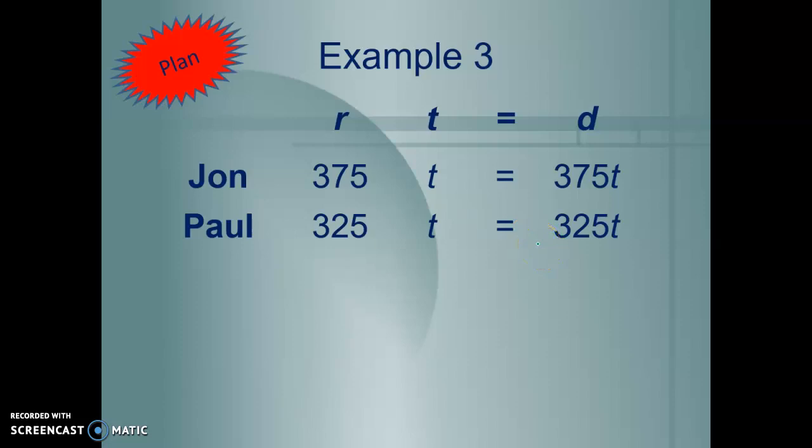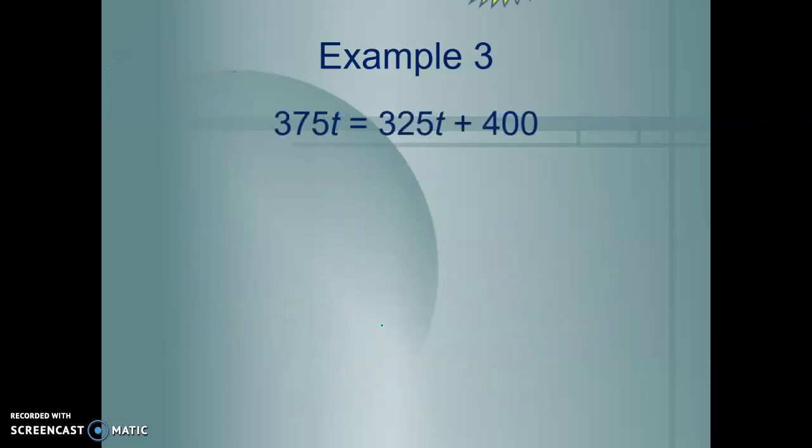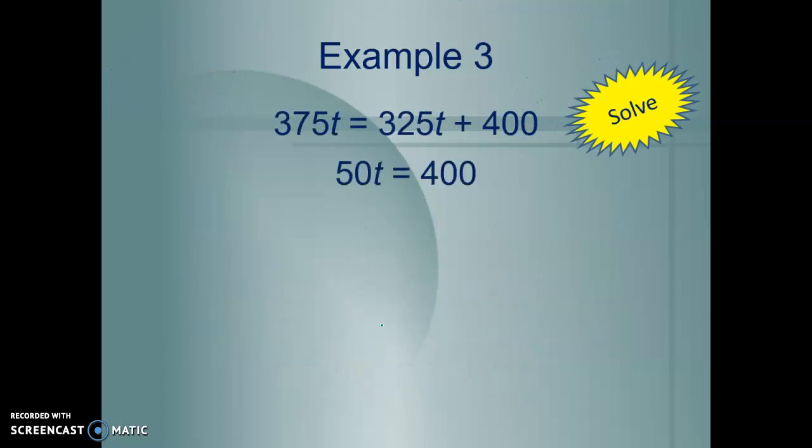We know that they're training on a 400-meter track, and John's distance is 400 meters greater than Paul's distance. So we know that John's distance, 375t, is the same as Paul's distance plus 400. That's what we saw in that picture in the previous slide. Now that we've set up an equation, we can go ahead and solve for t. Let's go ahead and subtract 325t from both sides. Remember, we're trying to get our variable on one side of our equation.